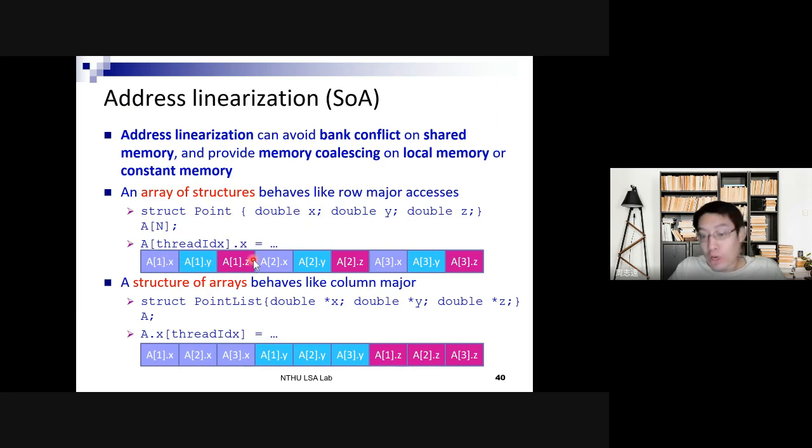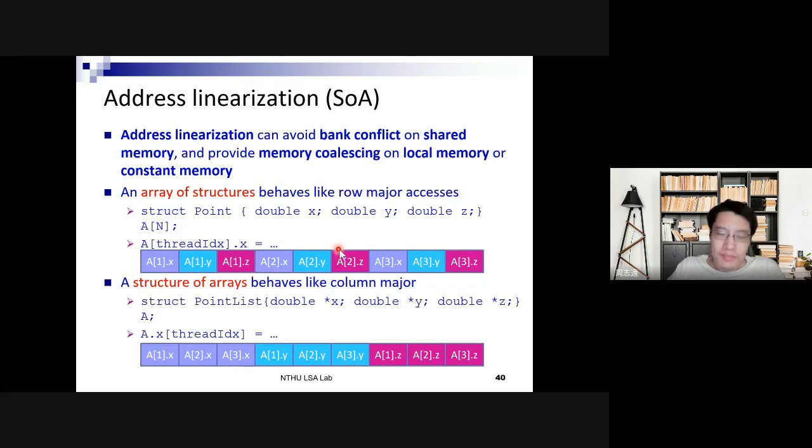And it will be worse if you have X, Y, Z, A, B, C, D, E. Depending on how many elements you have in the struct, that is your stride size. So this is not optimized, because they have some striding memory access behavior here.